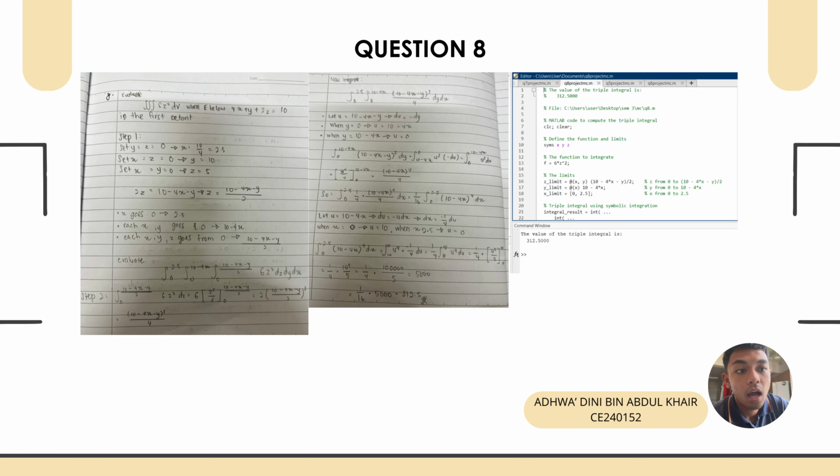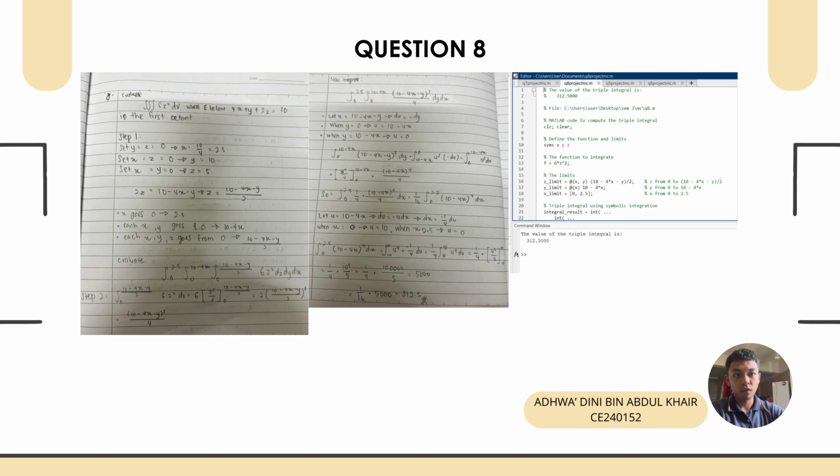I will explain how to evaluate a triple integral over a region bounded by a plane in the first octant. We use both manual computation and MATLAB simulation. We are tasked with calculating the triple integral of 6z² dv, where E is the region below the plane 4x plus y plus 2z equals 10 in the first octant, where x is more than 0, y is more than 0, z is more than 0.